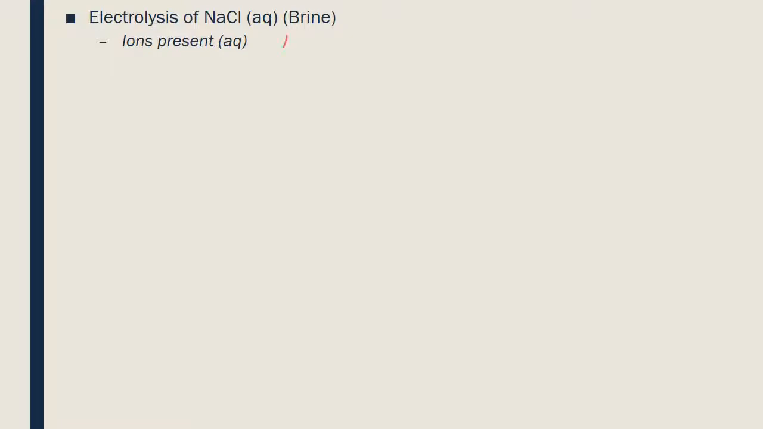We have NaCl, and it's going to be in an aqueous solution. And as we know, it's going to split up into Na+ ions and Cl- ions. Na+ is a cation, so it's going to go to the cathode. Cl- is an anion, therefore it's going to go to the anode. So now what we're going to be looking at is what's happening at the cathode.